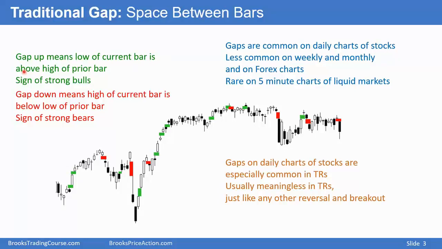Gaps on the daily charts of stocks are especially common in trading ranges, and they're usually meaningless in trading ranges. They do not have any predictive value. Most breakouts in trading ranges ultimately reverse, and therefore a gap in a trading range has no predictive value. We have a gap up, a gap down, a gap up again. It has no predictive value. They're meaningless.